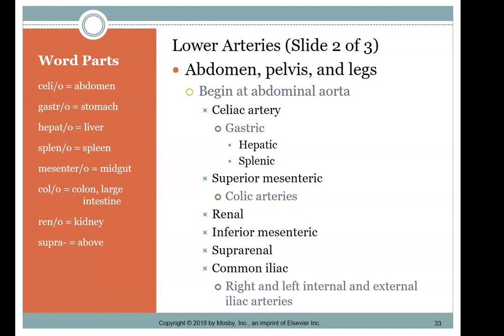Your word parts: celio is abdomen, gastro is stomach, hepato equals liver, spleno equals spleen, mesentero is midgut, colo is colon or large intestine, reno is kidney, and supra is above.